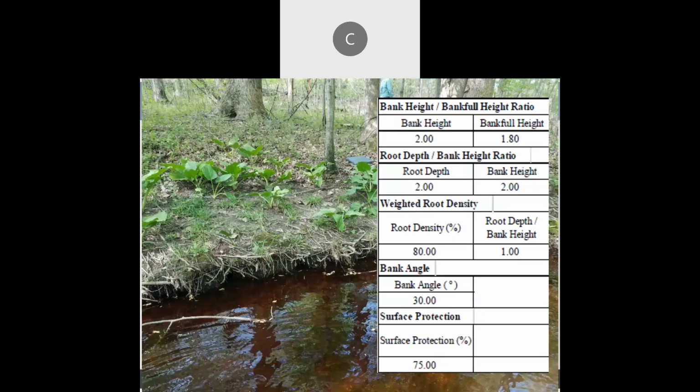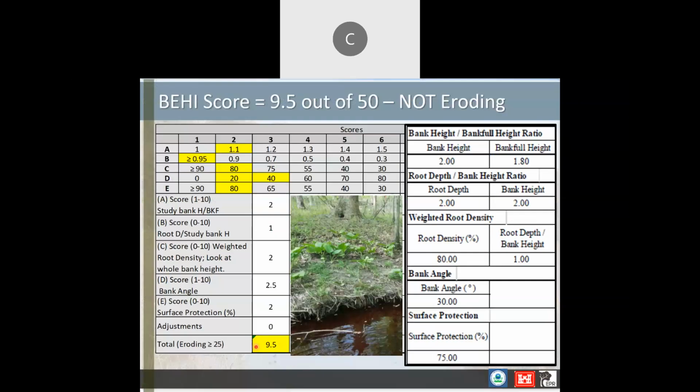And one more that is not eroding. This one has a bank height slightly higher than the bankfull height. Rooting depth is the whole way down, and it has a high root density because you can see we've got some saplings and some trees. We're definitely in the root fan of multiple trees on this bank. We've got a low bank angle and a high surface protection. So that bank totals to 9.5 out of the 50, which is less than 25, and this bank does not count as eroding.